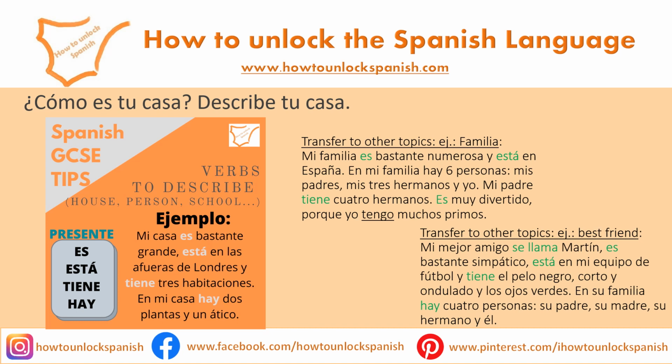So I'm still using es, está, tiene, and hay. And I'm also using se llama, he is called. The translation is as follows. My best friend is called Martín. He's quite nice. He is in my football team. He has black, short, and wavy hair and green eyes. In his family, there are 4 people. His father, his mother, his brother, and himself.